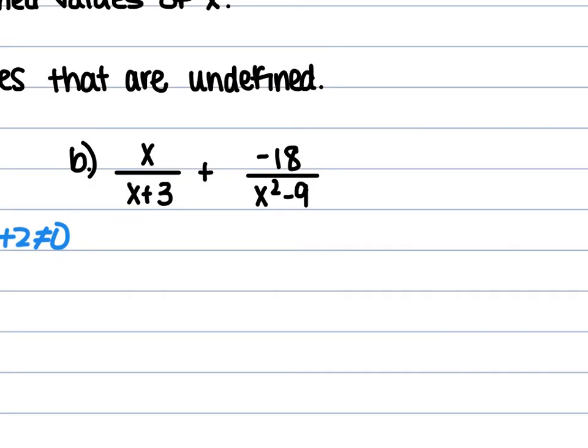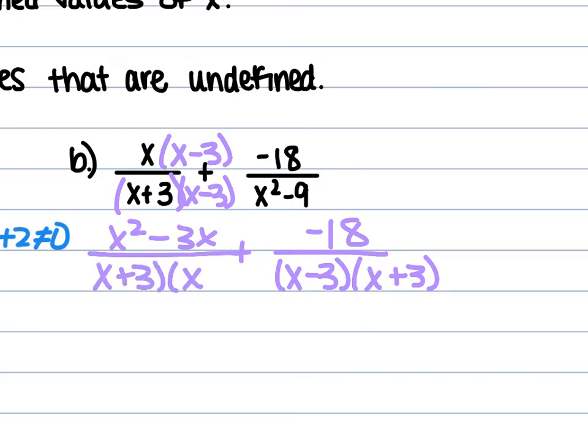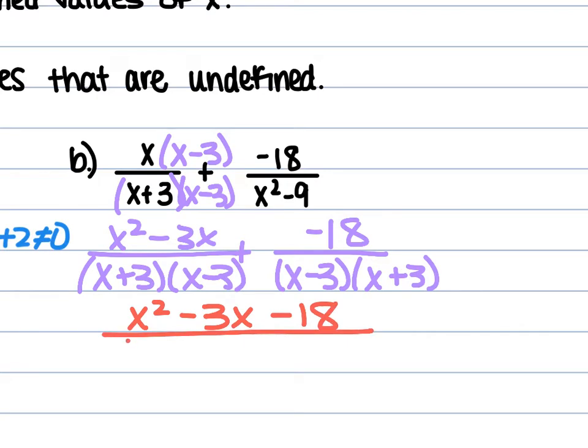For B, we have x over x plus 3 plus -18 over x squared minus 9. That -18 over x squared minus 9 is going to turn into -18 over x minus 3 times x plus 3. The first fraction we're missing that x minus 3 from, so we're going to multiply the x by x minus 3 on the top in order to add these. So we're going to have x squared minus 3x over x plus 3 times x minus 3 as well. So we can combine like terms because we have addition there, so it's going to be x squared minus 3x minus 18 all over x plus 3 times x minus 3.